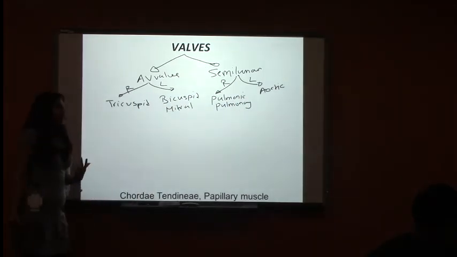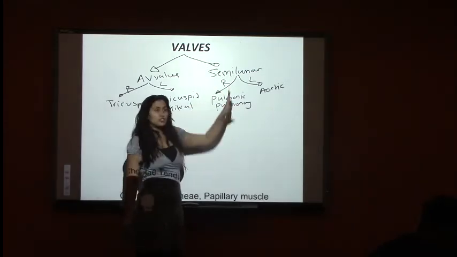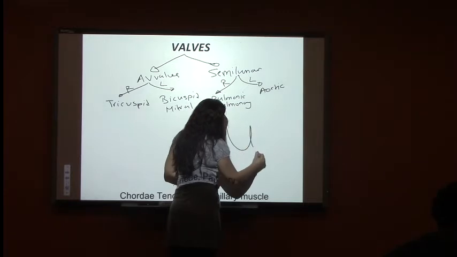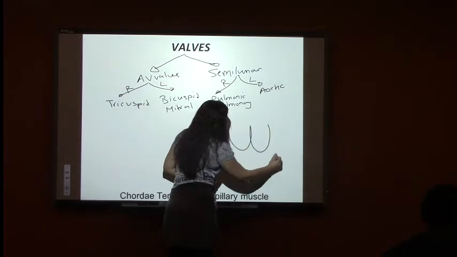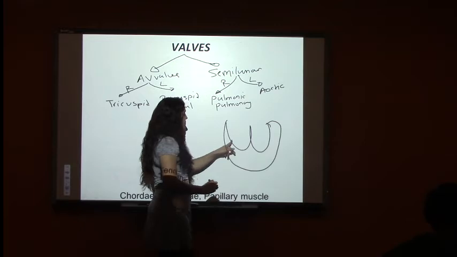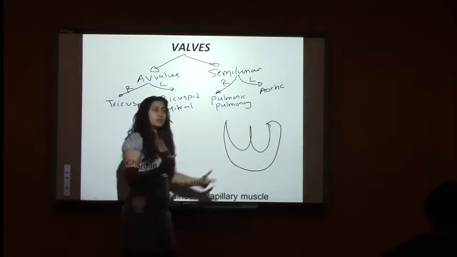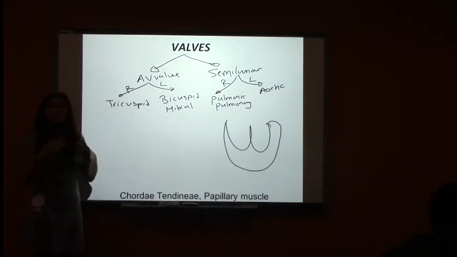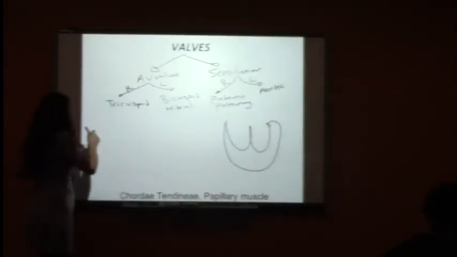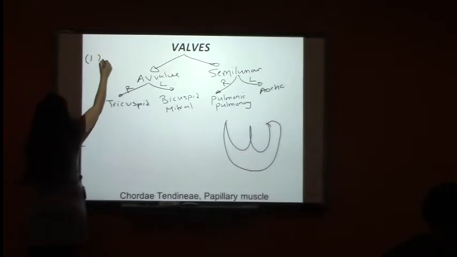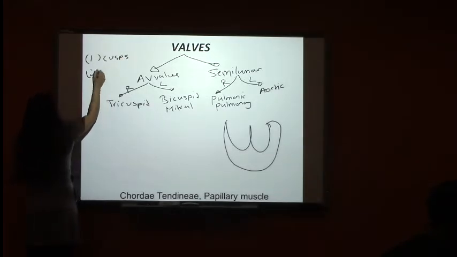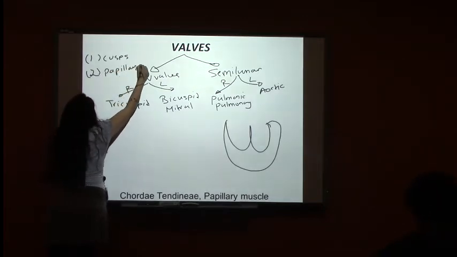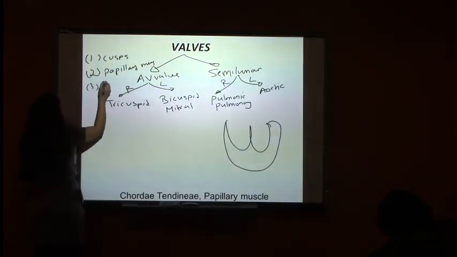Now, the structure. The reason these are called semi-lunar valves is because they look like a half moon, okay? Basically, they look like that. Do you see that it looks like a half moon? Okay, this is why they're called semi-lunar. Now, AV valve actually has different components. AV valve has three components. It has a cusp. It has a papillary muscle. And it is the chorda.